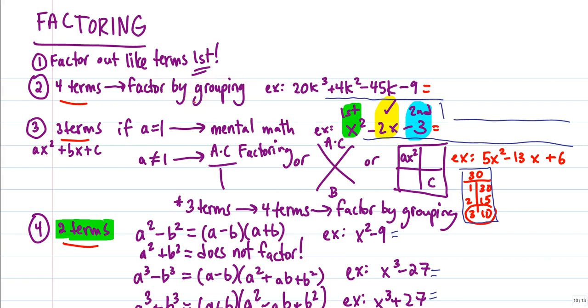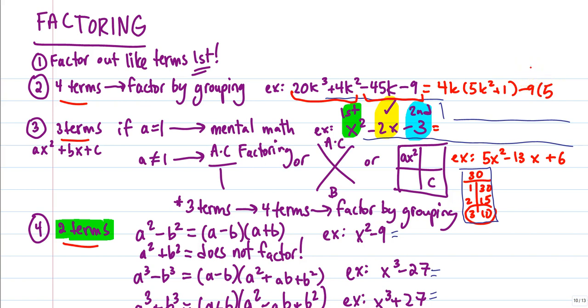Here's an example. 20k to the third plus 4k squared minus 40k minus 9. Two groups. Group the first two, group the second two. The first two have what in common? A 4 and a k. Leaving me with 5k squared plus 1. The second two, 45 and 9, since the leading coefficient's negative, factor out the 9, leaving us with 5.